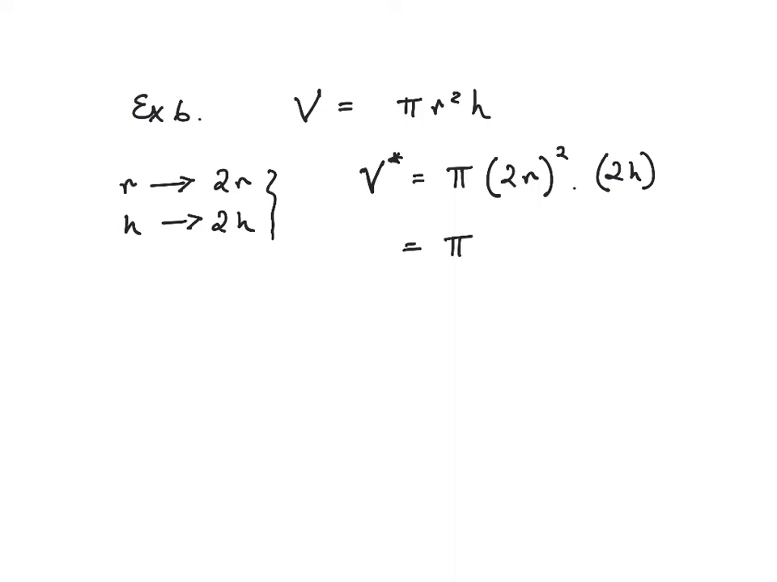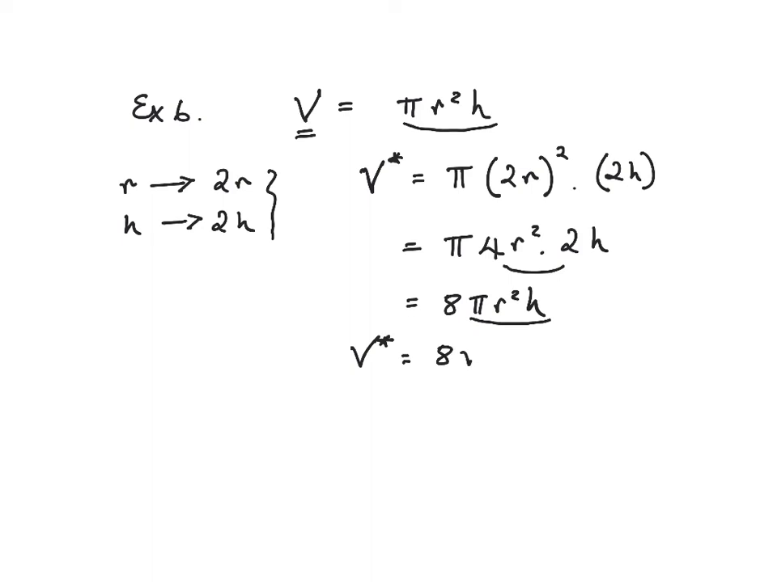Now 2r times 2r is 4r squared, times 2h. 2 times 4, I'm going to multiply these quantities and move the 8 to the front. Now, this here is the same as this, which is V. So what we have here is V star, the new volume, is 8 times the old volume. That's the effect of doubling the radius and doubling the height.